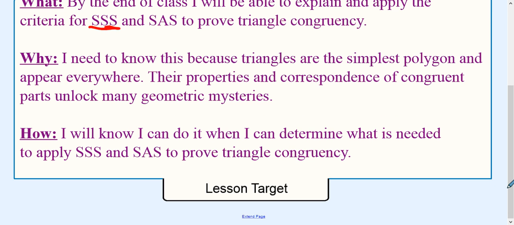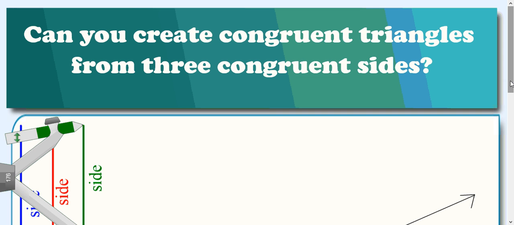And you'll know you've got this lesson when you can use those properties, side, side, side, side angle side, to prove it. So the big goal is we're getting into proofs. First we're going to look at, can you create congruent triangles from three congruent sides? So if the sides are the same, will the triangles have to be the same?